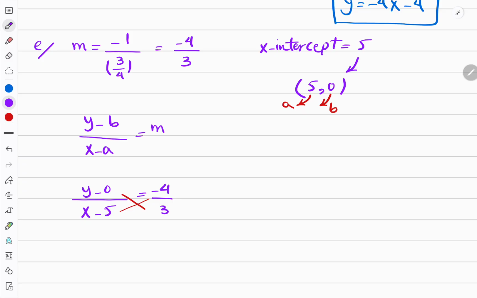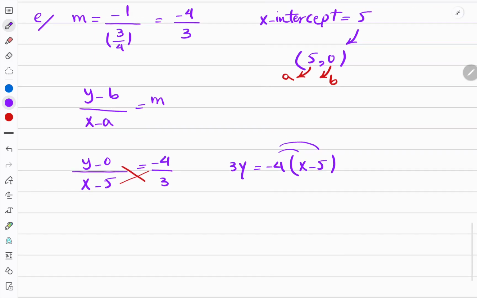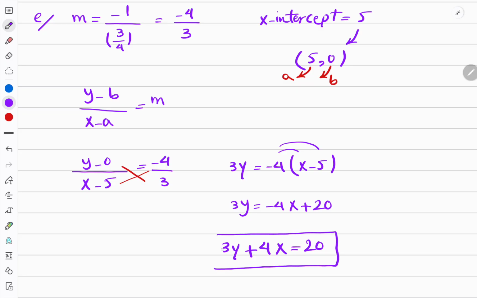Cross multiplication. 3y equals negative 4 times x minus 5 using distributive law. So 3y plus 4x equals 20. This is the general form of the equation.